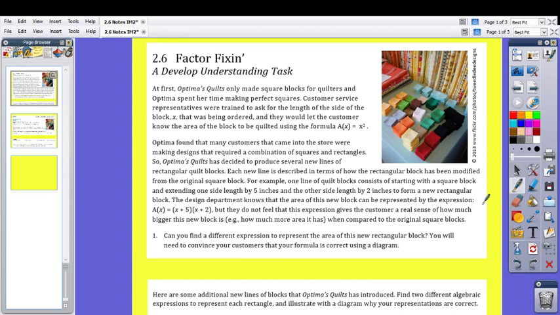Okay, students, let's do 2.6. So in that, as you know, Optima makes the quilts and she has the business of making them.